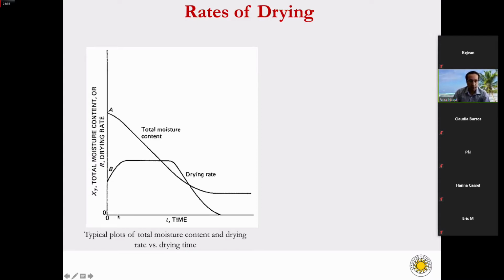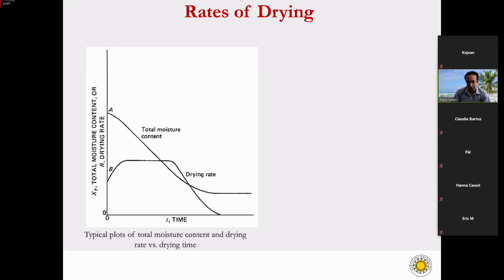First, as time passes, we have an abrupt or rapid increase in the drying rate. And then we achieve a certain constant drying rate, and we call it the constant rate of drying. After this constant drying period, what will happen? The drying rate again falls. So first it goes up, then it becomes constant, and then it falls. And this point is called the falling rate period.